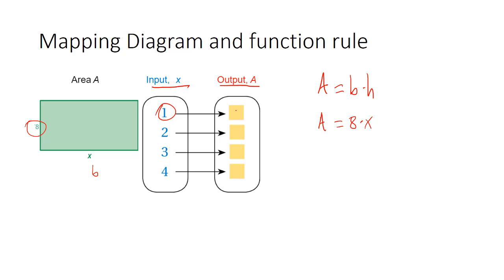So 8 times 1 is 8. 8 times 2 is 16. 8 times 3 is 24. 8 times 4 is 32. Right? So this is a function because every input maps to one output, and this mapping diagram tells me how the input is related to the output.